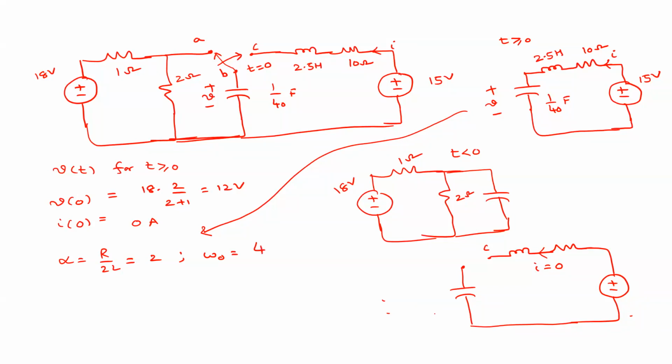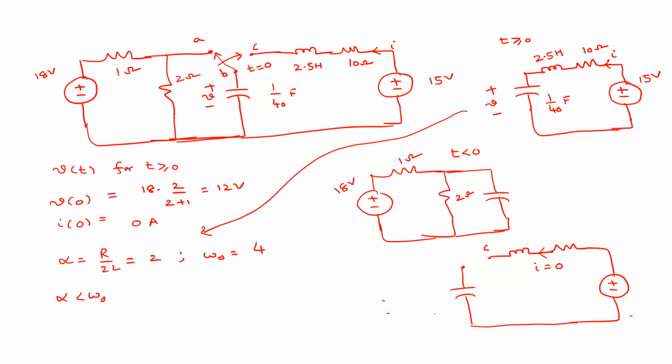L is 2.5 and 1 by 40, right? So that means it will be under root 16. You will get 1 by 4. 16 you will get, right? That means under root 16, that means 4 only. Okay. So now alpha is greater than omega naught.